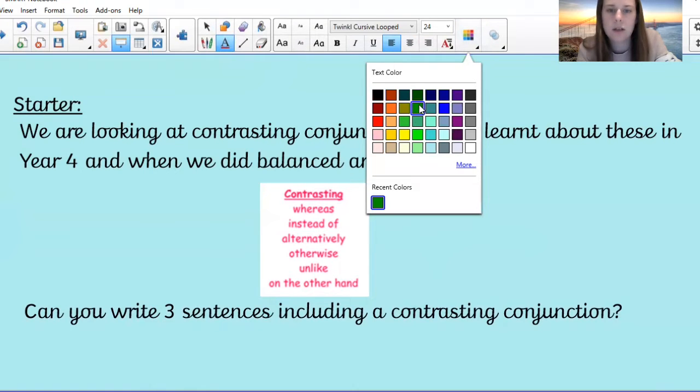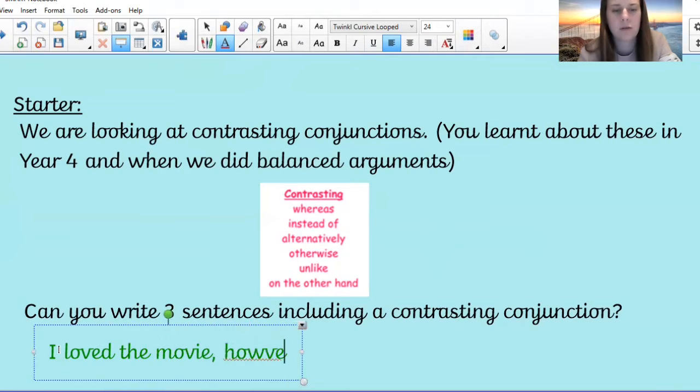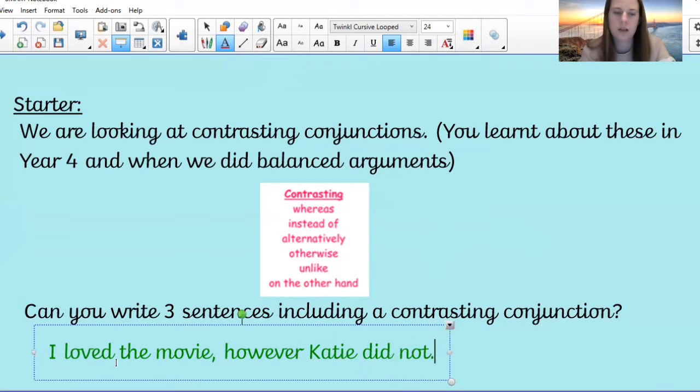Now, I used an example the other day. I loved the movie. However, Katie did not. Okay, so I've used the word however, which is not on that list, but is still a contrasting conjunction. I could put whereas Katie did not. On the other hand, Katie did not. So pause the video here and go and have a go at your starter.